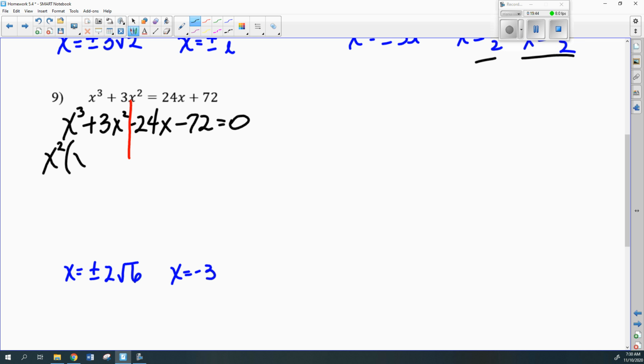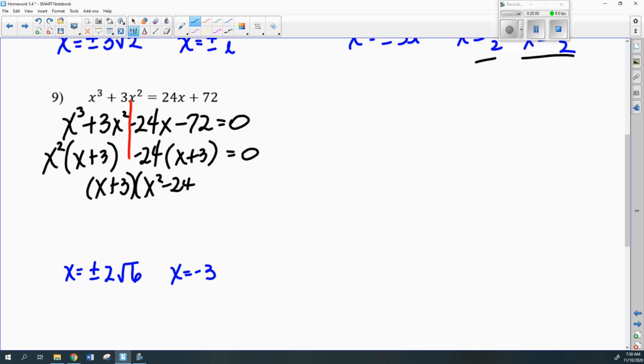So I'm going to take out my GCF. And then on the other side, I notice that they're both negative, but what's left needs to be all positives. So I am going to take out a negative 24. And so x plus 3 is one of my factors, and x squared minus 24 is my other. It does have an x squared in it, but 24 is not a square, so it is not a difference of squares. So I'm ready to set my pieces equal to 0.